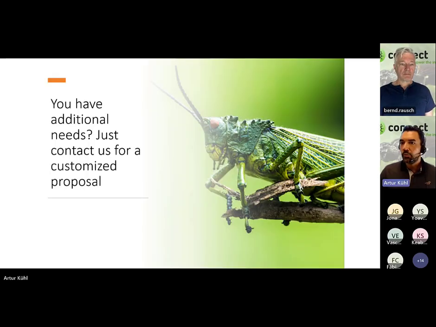On the other hand, we fully understand that every approach, every project, is completely unique. So we are also trying not to stress these packages too much, but really offer something that is customized for the individual projects.